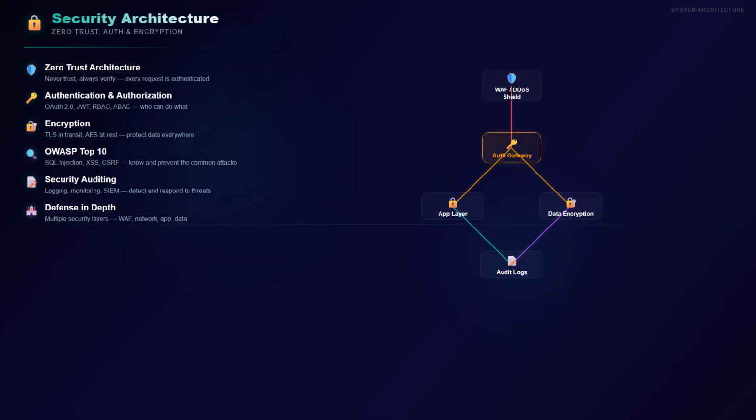The OWASP Top 10 lists the most critical security risks. SQL injection, cross-site scripting, broken authentication, and insecure deserialization are attacks you must prevent. Defense in depth means multiple security layers. A web application firewall blocks malicious traffic. Network segmentation isolates services. Application-level validation catches bad input. Each layer protects against different threats.